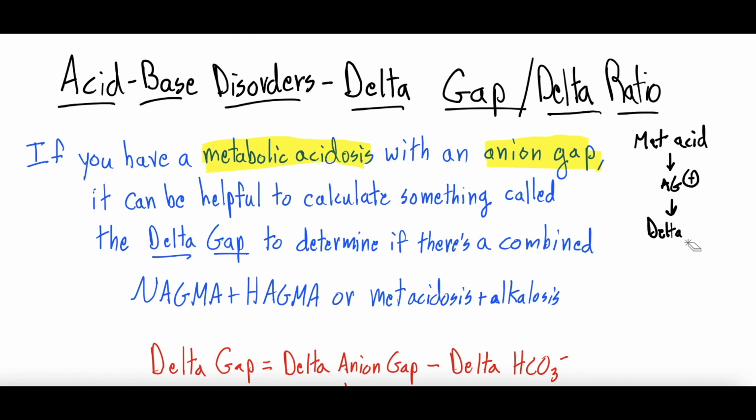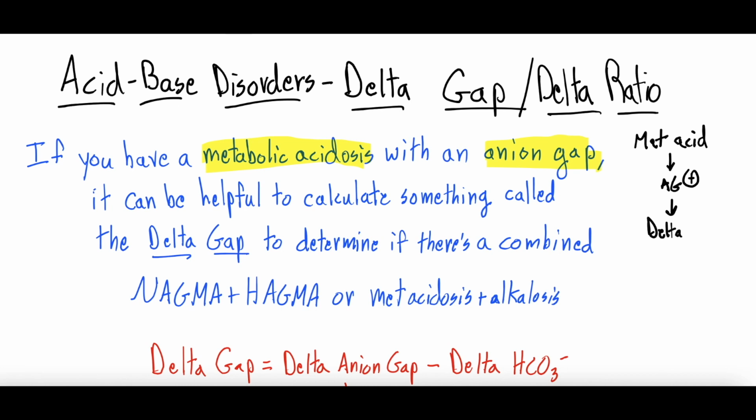We'll just put delta. The verbiage here can get confusing. People say delta gap, people say the delta, people say the delta ratio. All of those are looking at the same thing, but they use slightly different equations to get to the same conclusion, just doing it in different ways. And we'll go over some of that.